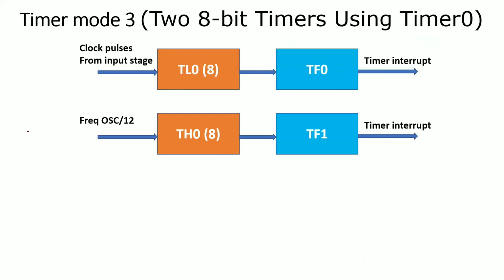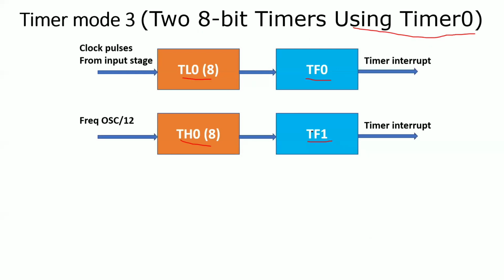The last mode is timer mode 3, and you need to know about this name: two 8-bit timers using timer 0. Look at this one. There is a peculiar thing in this diagram. Timer 0 lower byte uses the timer overflow flag of timer 0, and timer 0 higher byte uses the timer interrupt flag of timer 1.